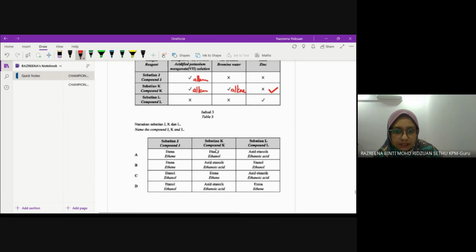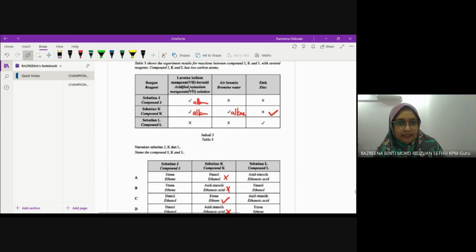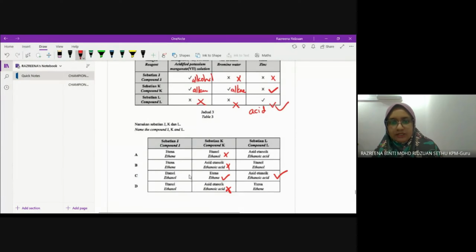Let's see which one is alkene. This is not, this is not, this is right. This is not. That's how you identify in the first one. Now let's check. If it's alcohol here, J, is it correct? They can react with this, yes. J can be alcohol because it can react with acidified potassium manganate to form carboxylic acid. Can they react with bromine water? No, they can't. But you see, L cannot react with this, but it can react with zinc. That means only acid is able to react. So L definitely is acid. So that's why your answer is C. You have to be very careful.